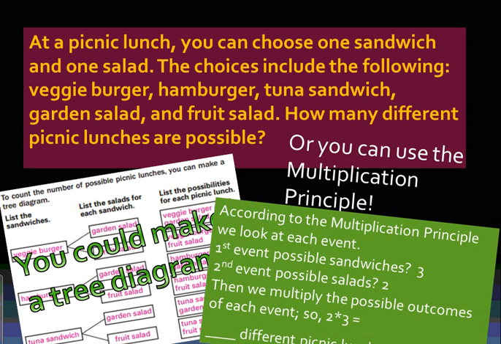So according to the multiplication principle, we look at each event. The first event possible we have is three sandwiches, right? We have the veggie, the hamburger, and the tuna fish. The second event is two salads. We have the garden salad or the fruit salad. So we can take the possible outcomes for each event and multiply. So 2 times 3. We have 6 different picnic lunches that are possible.